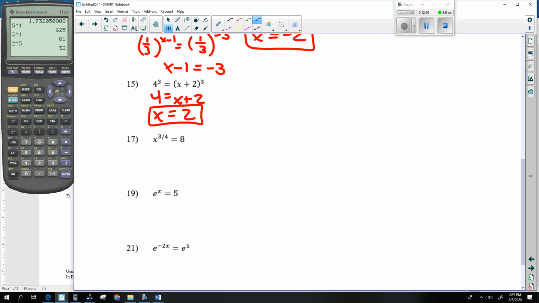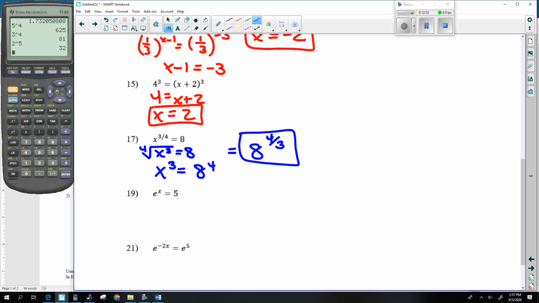X to the 3/4, I'm going to rewrite this as the 4th root of x to the 3rd is equal to 8. So this is going to get a little nasty. To get rid of the 4th root, I take it to the 4th power. And then to get rid of the 3rd, I take the 3rd root. So this is going to be 8 to the 4/3. I don't think that's anything good. I'm just going to leave it as that. So I don't believe anything to write home about. Oh, snap, 16.